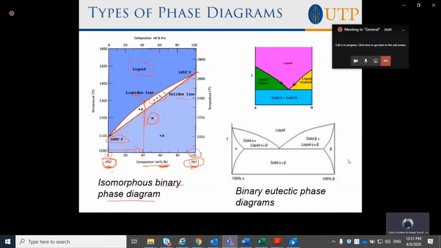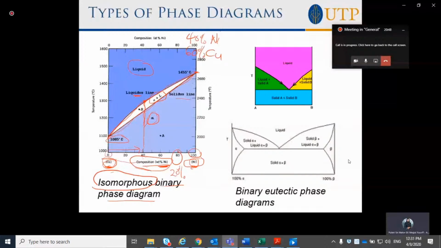Right? So you can read, because this is the liquidus line. Actually, they are all the melting temperature of your alloy depending on what composition of nickel you have. So notice when I have 40% nickel, what's the other 60%? Copper. Alright, I assume that you can see that. When I have 80% nickel, then I have 20% copper. So this is a very peculiar phase diagram, and we call this an isomorphous binary phase diagram.